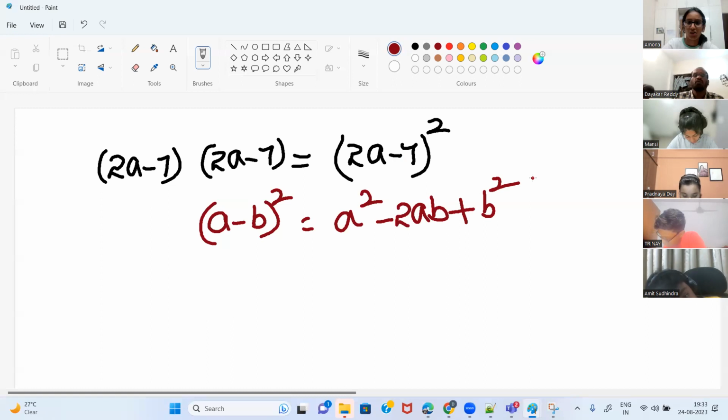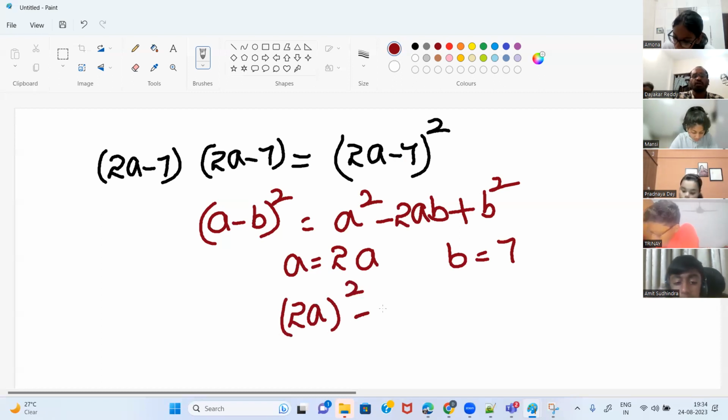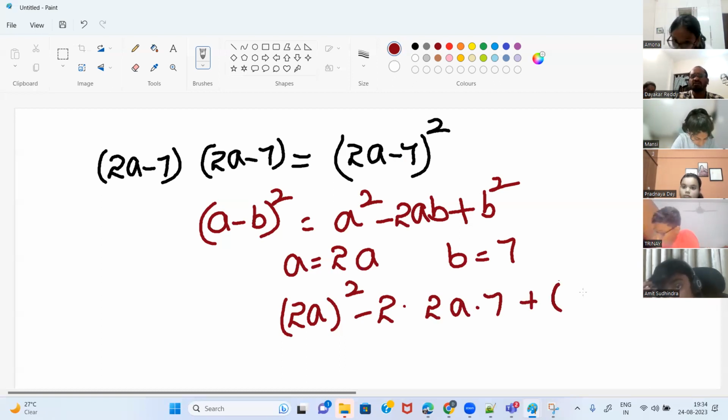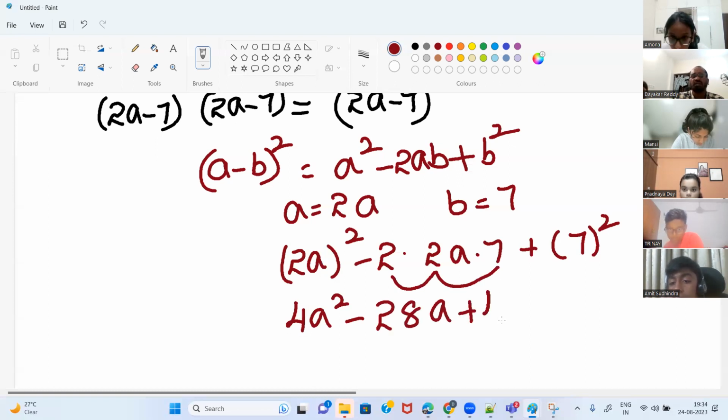What is A here? A equal to 2A, B equal to 7. Right? A square, which is 2A whole square, minus 2 into 2A into 7, plus 7 whole square. 4A square minus, 2 twos are 4, 4 sevens are 28A, plus 49. Everyone got the same answer? Yes, sir. Okay, next problem.